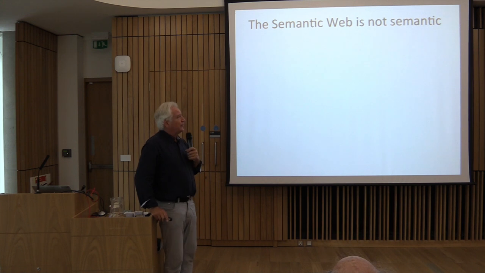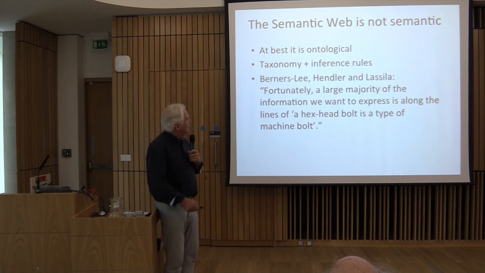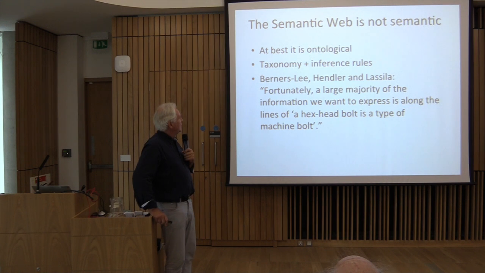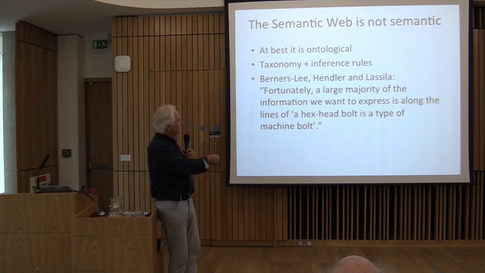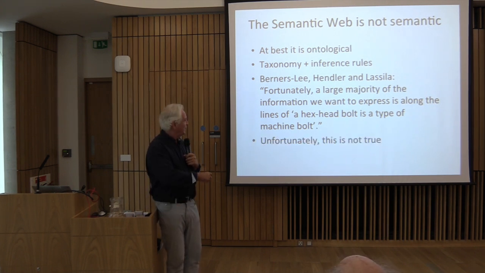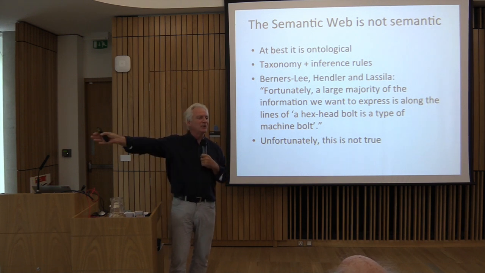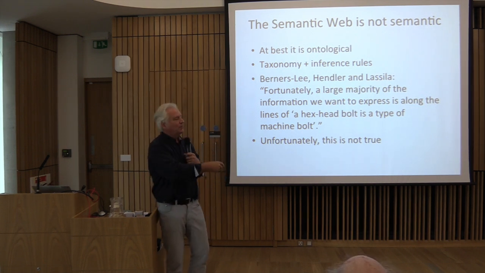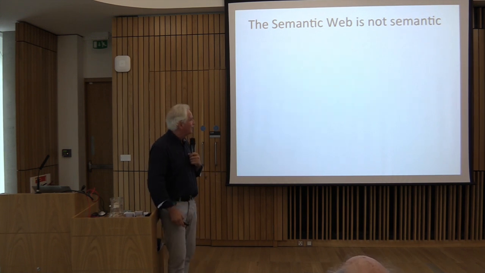I have a criticism of the semantic web, and I claim it's not semantic, it's ontological, and now people talk about the ontological web. Basically, it's taxonomy plus inference rules. Berners-Lee, who introduced this, says that fortunately a large majority of what we want to express is along the lines of a hex head bolt is a type of machine bolt. Well, my argument is that this is not true. He's giving an example of generics, and he says the generic is what we need to formalize. It's not. What's missing here is the role of similarity, and you don't get similarity in this kind of system.